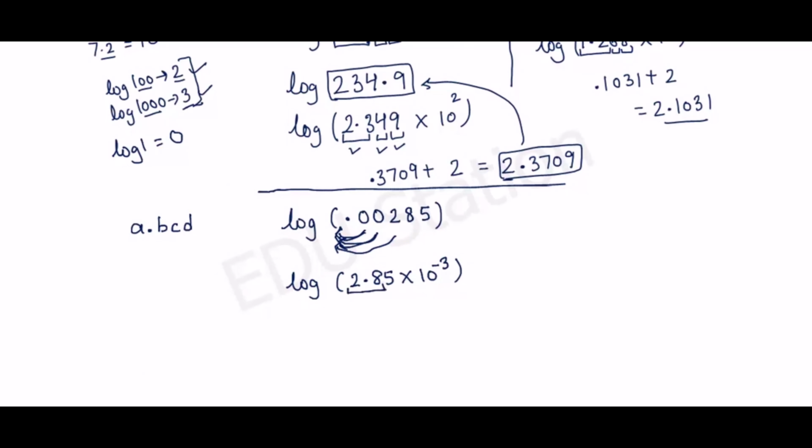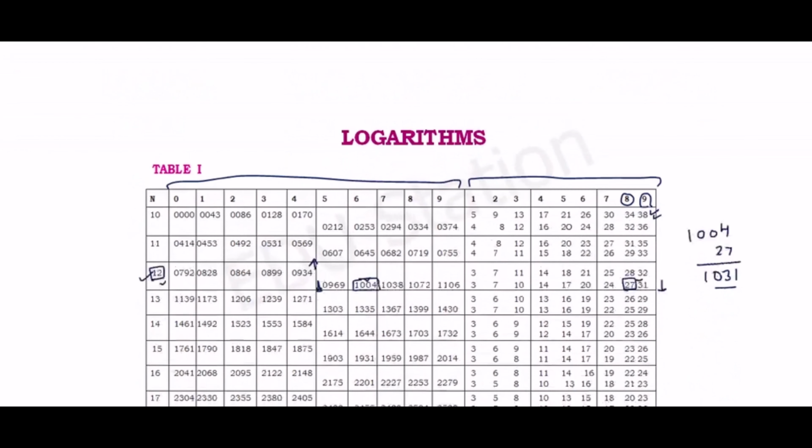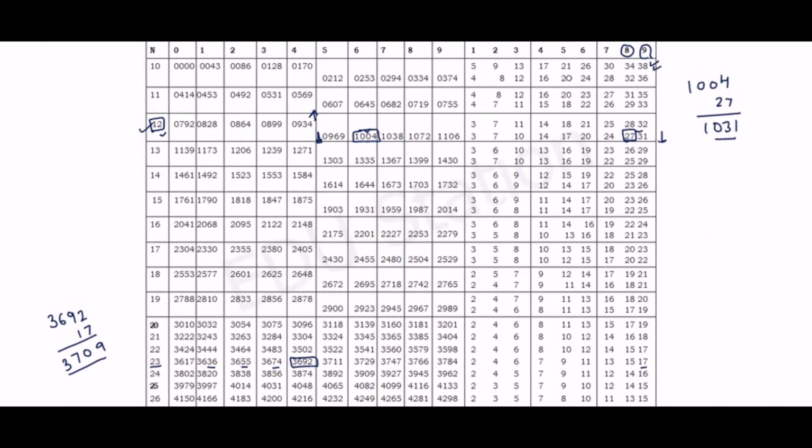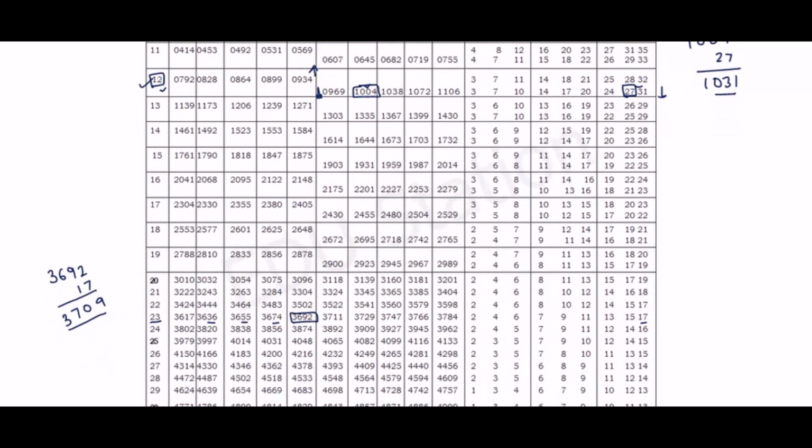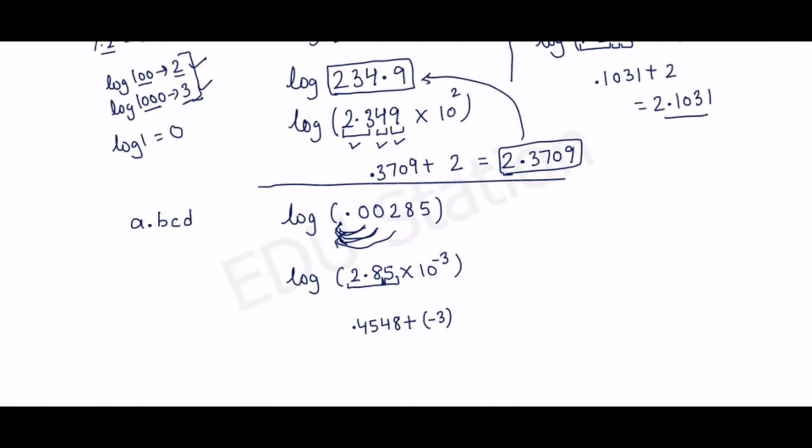So this would be the number 28, and 5 will be the column. There is no mean difference. Plus, 10 raised to power minus 3 will have a log of minus 3. So 28, column number 5. This is 0, 1, 2, 3, 4, 5: 4, 5, 4, 8. So it will be 0.4548. So you subtract 3 from this.